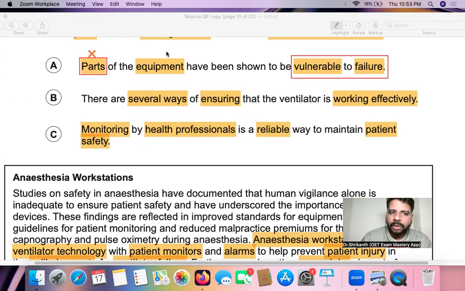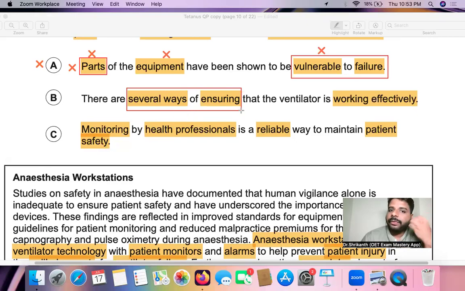The keyword is not mentioned. The verb is also not mentioned. Is any part of the equipment mentioned? It is not mentioned. Both the keywords as well as the verb are not mentioned. So very easily you can eliminate answer option A. Okay. Now let's come to answer option B. There are several, what is the verb we did? Several ways of ensuring.